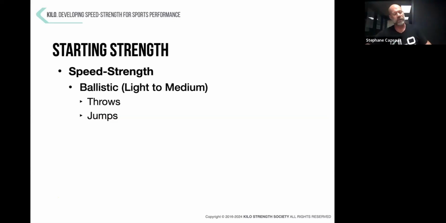Now, starting strength is a funky one. With starting strength, you need a certain level of speed strength experience in order to reap the benefits of it. So you can do ballistic movements, but now you're going to need light to medium weight, so a 2 to 15 pound type of med ball. Throws, jumps, whatever. But the key thing with starting strength when doing ballistic work is it has to be concentric only.